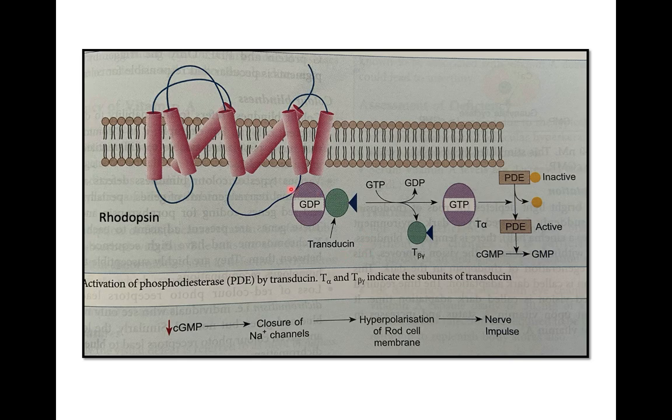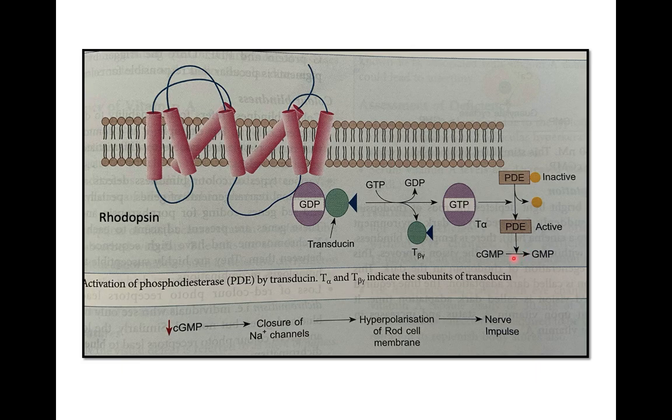So initially what will happen? Rhodopsin will bind with transducin. Then the GDP which has already been bound to transducin will be replaced by GTP. And this GTP will activate the enzyme phosphodiesterase. So phosphodiesterase, which was inactive, will become active. And what it does is the breakdown of cyclic GMP to GMP.